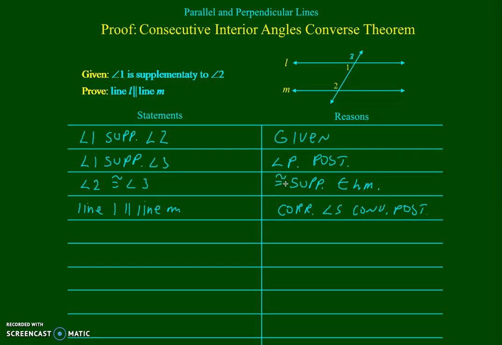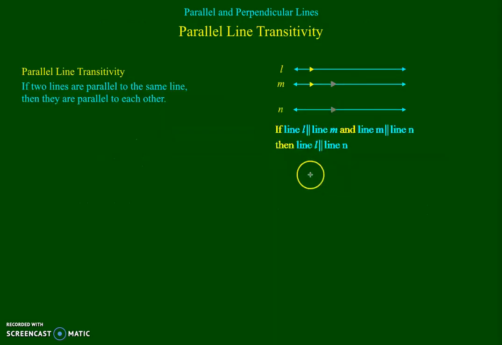All right, before we move off of parallel lines, we have one more property that we're going to look at, and it's another transitivity property. And this is going to be the parallel line transitivity property. The parallel line transitivity property says if two lines are parallel to the same line, then they are parallel to each other. So we have here in the picture, line L is parallel to line M. We also have line M is parallel to line N. We have two different colored arrowheads in here. So because this is parallel to this and this is parallel to this, this must be parallel to this.